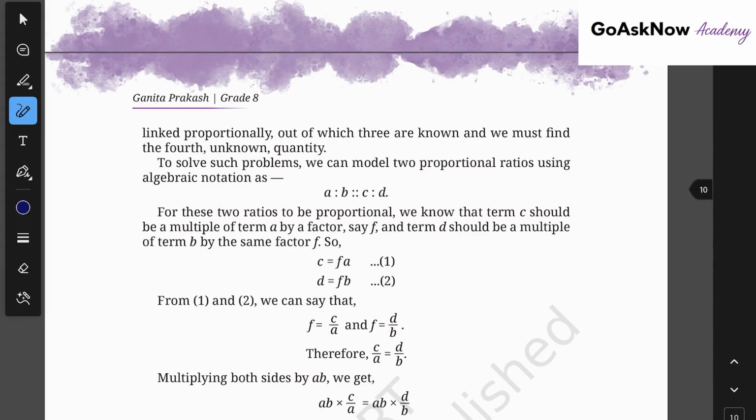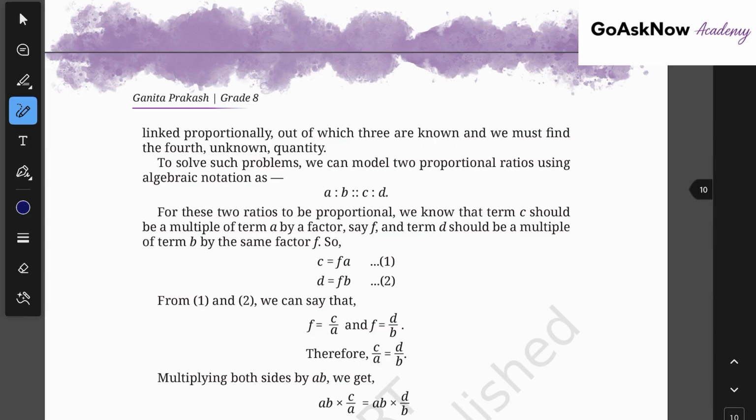To solve such problems, we can model 2 proportional ratios using algebraic notation as A is to B is the same as C is to D. For these 2 ratios to be proportional, we know the term C should be a multiple of term A by a factor, say F, and term D should be a multiple of term B by the same factor F. So C equals FA and D equals FB. From part 1 and 2, by making F the subject, F equals C over A and F equals D over B.